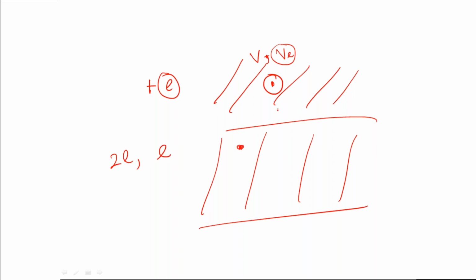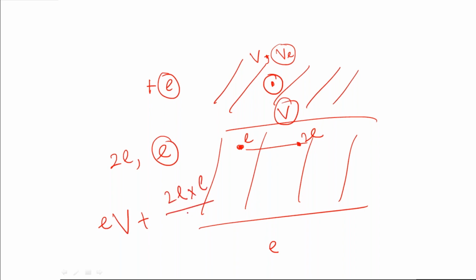So if I ask you what is the potential energy of this electron, then what do you have to write? The potential energy means, obviously, eV, the potential due to this external source, and also the term with 4 pi epsilon naught and the distance between them. So this also you have to consider when you have two charges. This is what is discussed in the next section.